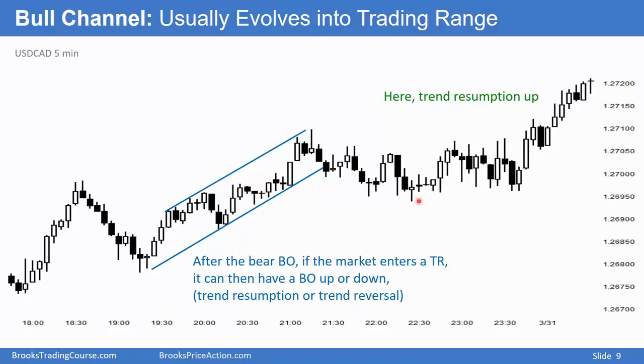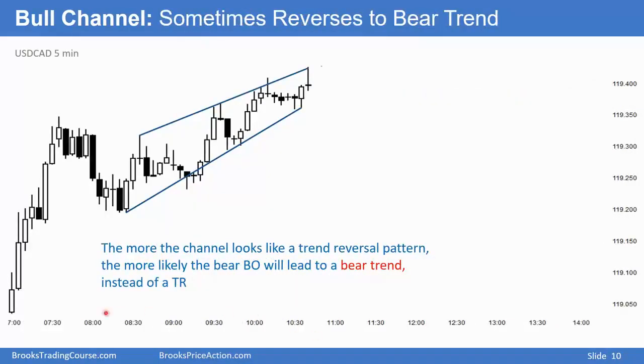The bulls see a trading range as a double bottom bull flag. The bears see the trading range as some kind of a major trend reversal, like here, a double top, lower high, major trend reversal. Bull breakout, pullback, and then you expect a channel. Now, you expect a bear breakout, and then the evolution into a trading range. Sometimes, however, you get the bear breakout, and it begins a bear trend.